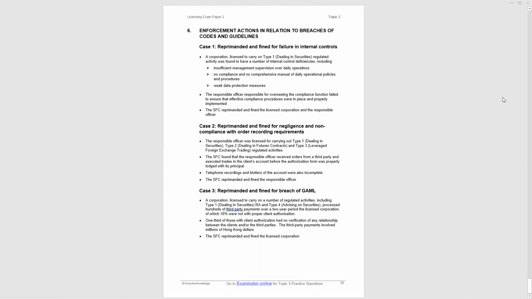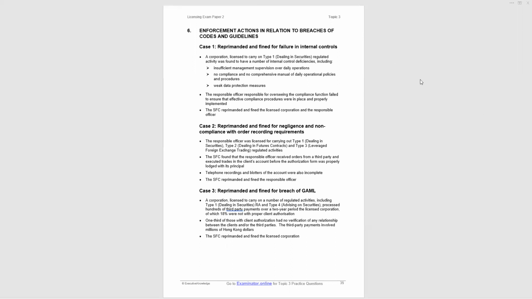Section 6 looks at enforcement actions that the SFC have taken. Case 1 on the failure in internal controls. Case 2, negligence, non-compliance with order recording requirements. Very detailed. Nevertheless, there have been cases against it. And there we are, related to something I've just touched upon, reprimanded and fined for breach of the GAML, case 3. I wouldn't say that you're going to be examined on these cases, but it just further illustrates the points that have been brought up in topic 3.